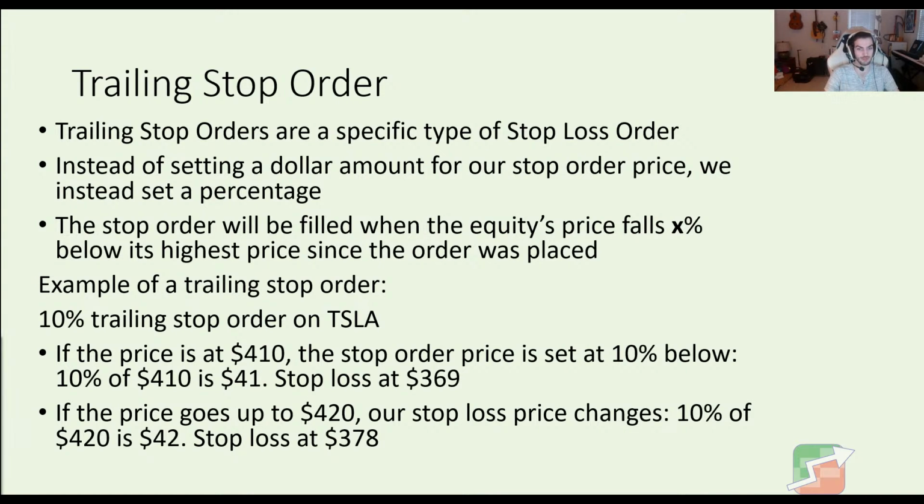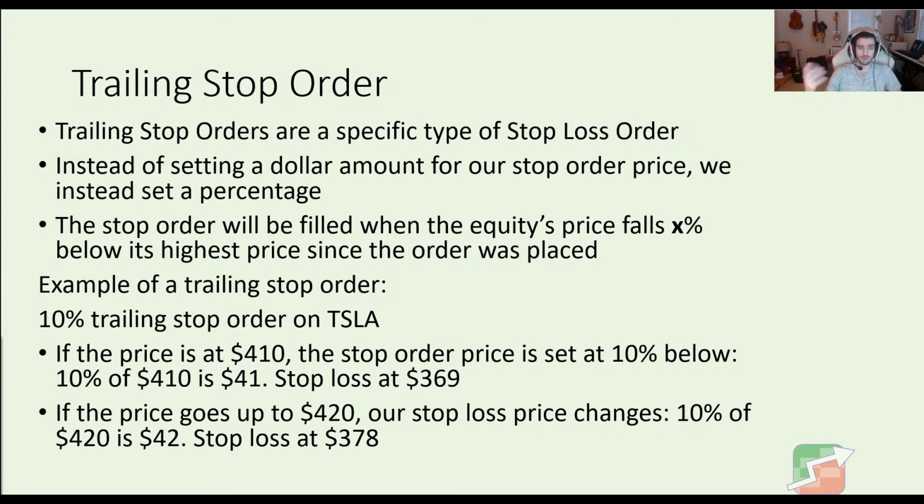Now, what if the price goes up? Because remember before, our stop losses were set at a dollar amount. So we would have set our stop loss at $369. Now, what if Tesla goes up to $420? What if it goes up to $600? You don't want to sell at $369 anymore. No. You want your sell price to move with your current price, so if you make your profit, you get to keep some of that profit. So our trailing stop will change with the price of that stock.